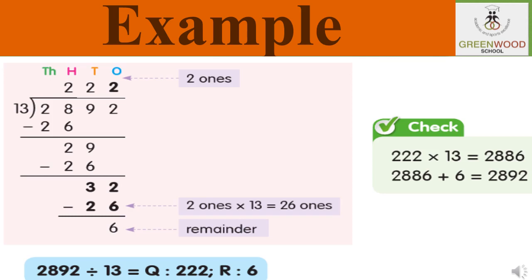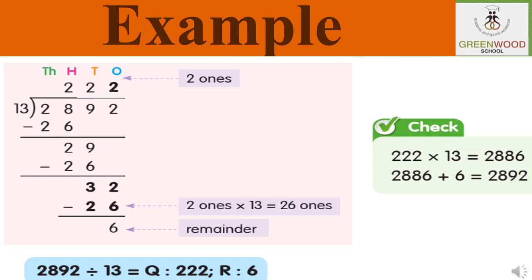Now bring the next number down. So our number becomes 29. Again we'll take 13 twos are 26. 29 minus 26, 3. Bring the next number down, that is 32. Again we'll say 13 twos are 26 only. Now 32 minus 26 is equal to 6. So the remainder is 6 while the quotient is 222.